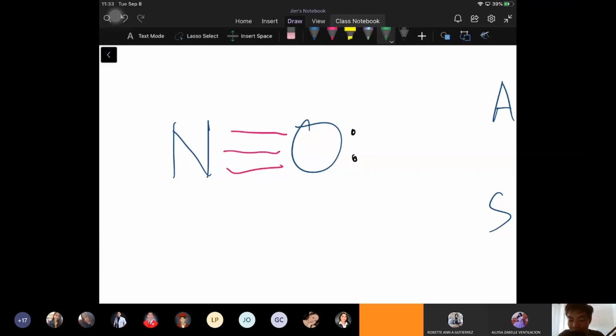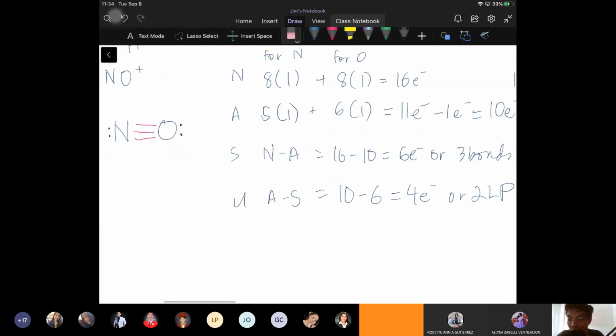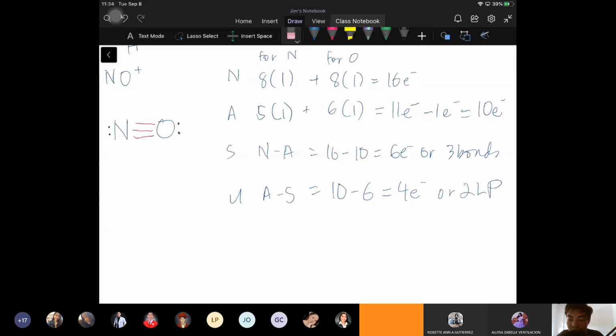Ano gagawin sa isa pang lone pair? Tingin kay nitrogen. Baka dito siya iglagay. Ilang electrons na meron dyan? 6. Ilan pa kulang? 2. Or isang lone pair yung katumbas na. Okay? So by doing the NASO rule, we can draw complex molecules such as charged particles now.